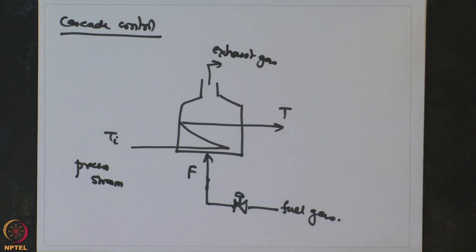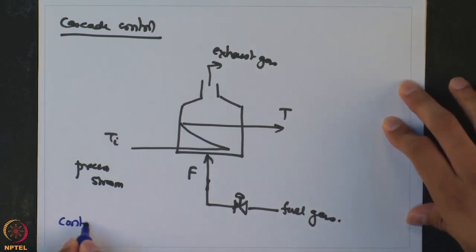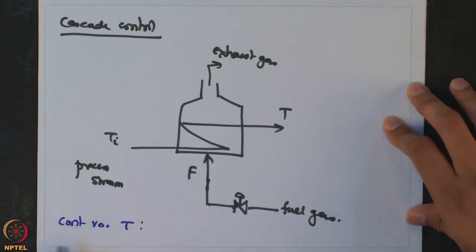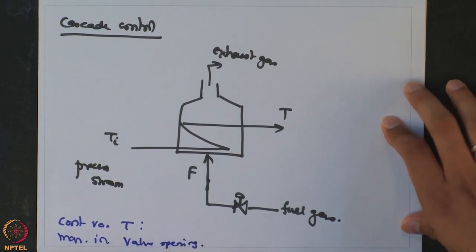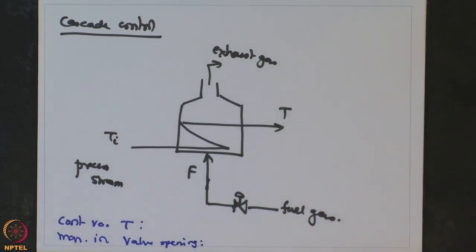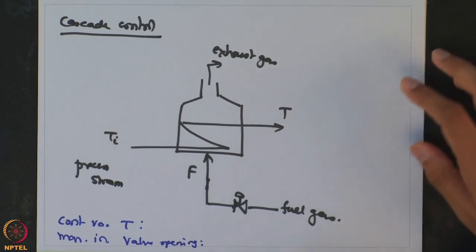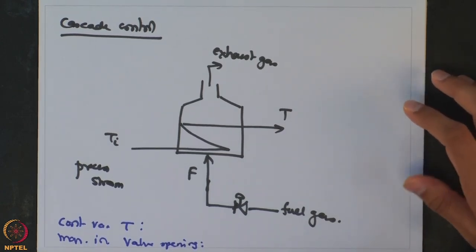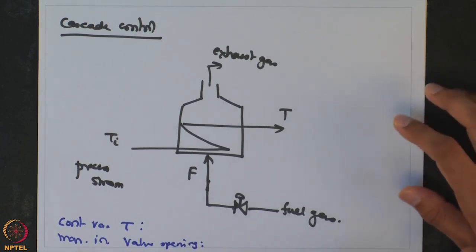So again, our objective is still outlet temperature, and the manipulated input is still the valve opening. We are not changing the process, we are just changing the way this controller is going to react, because the controller which we have seen earlier was reactive. It showed a reactive response, it reacted to the disturbance.